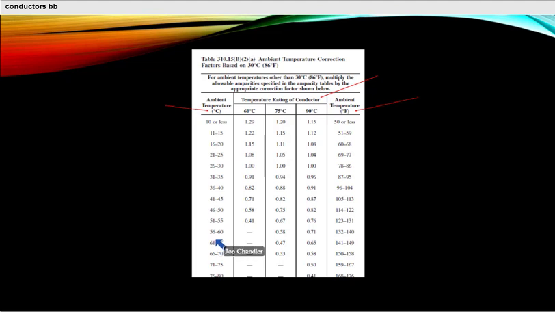Let's say that I had a 60 degree C conductor in a 34 degree Celsius ambient. I would say, okay, between 31 and 35, I have a 60 degree C conductor. I'd line these two up. 0.91 is my correction. So if I had a 100 amp wire under those conditions, 34 degrees Celsius, 60 degree C insulation, that wire would now be good for 91 amps. So again, I've derated or discounted this conductor to match the conditions of the temperature.